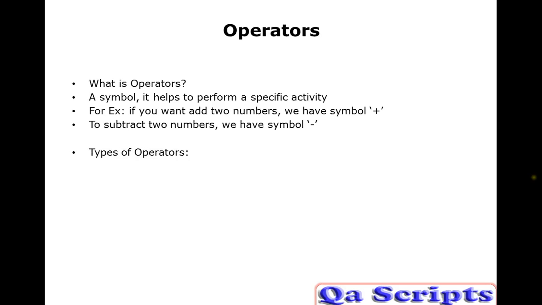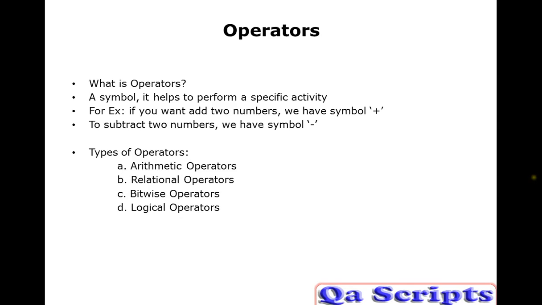What are the different types of operators we have in Java? We have arithmetic operators. Second one is relational operators. Third one is bitwise operators. Fourth one is logical operators. Fifth one is assignment operators, and last but not the least, miscellaneous operators. Let us see the operators one by one with examples.